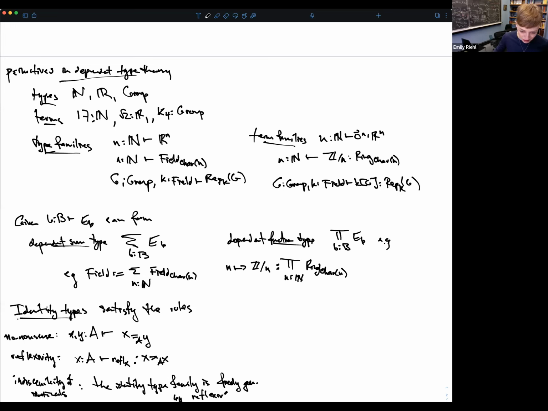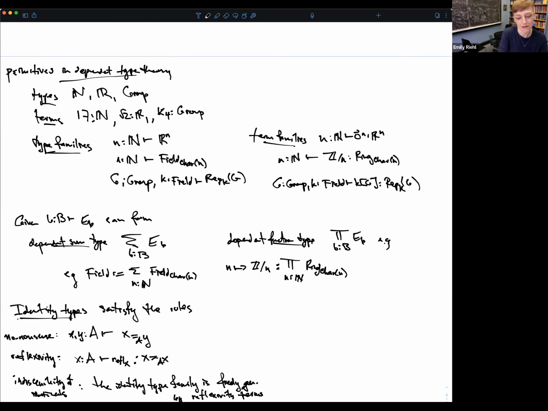Given more time, I would explain that there's a very close analogy between the identity type family and the type of natural numbers. Both of these types can be described inductively, in that all their terms are freely generated by some base cases. In the case of the natural numbers, it's the term 0 and then this successor function that takes a natural number n and produces its successor.